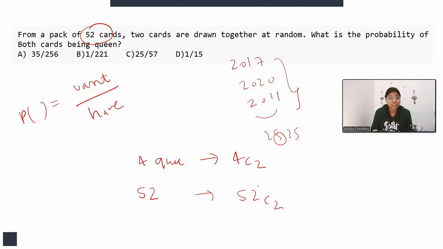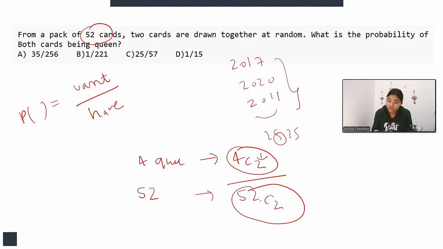Now, what we want and what we have. We want that among those four queens, two cards should be queen. And what we have in total is 52. And we want those two cards to be queen. Right? Are you getting my point?